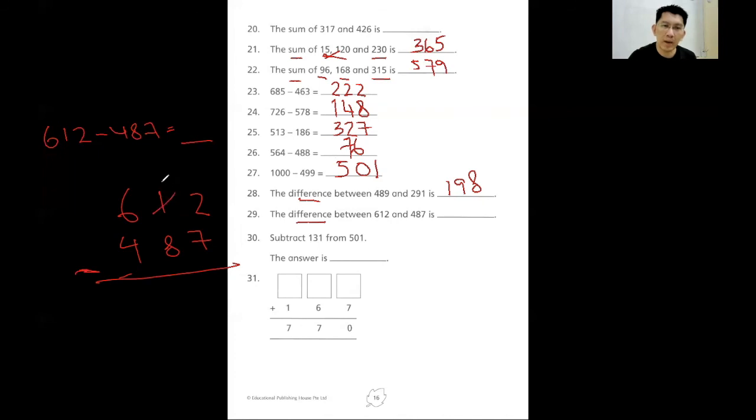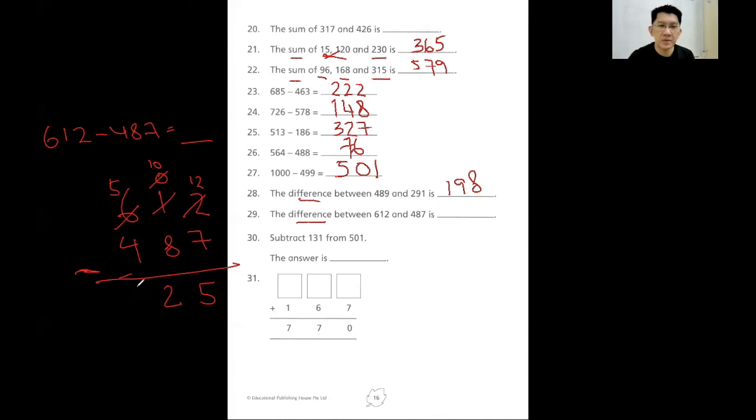I need to borrow from 1. So take 1 away from 1, leaving you with 0. And 2 gets 10, becoming 12. 12 minus 7 is 5. Okay. 0 minus 8 is impossible, so 0 has to borrow from here. So now if I take 1 from 6, leaving you with 5. Now 0 gets 10. 0 plus 10 is 10. 10 minus 8 is 2.